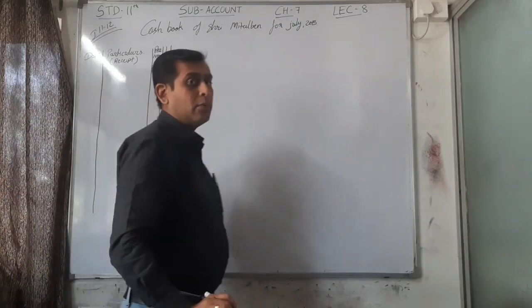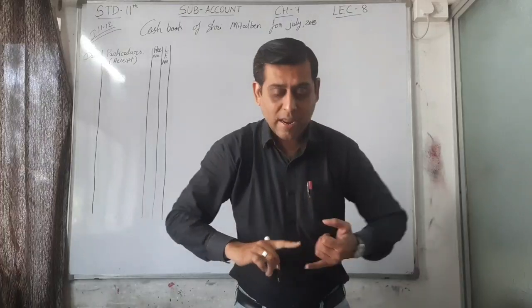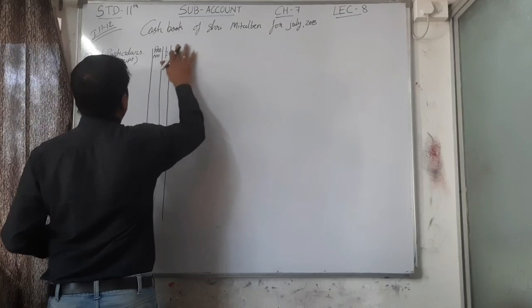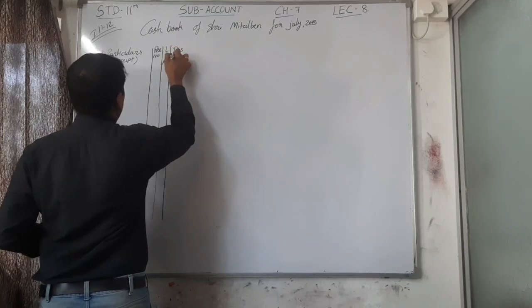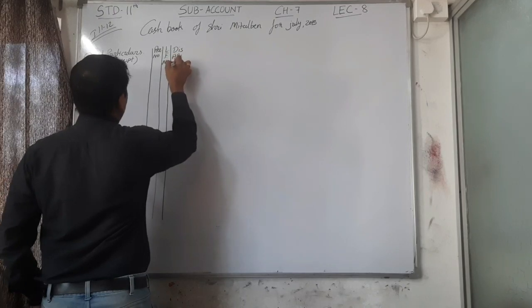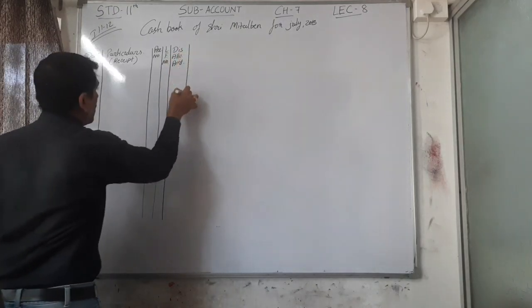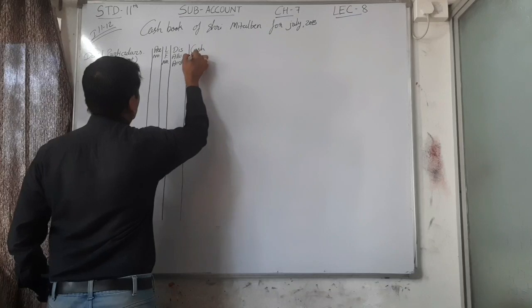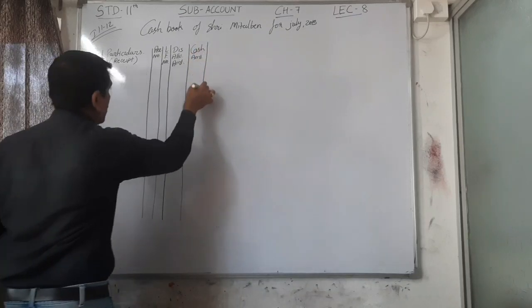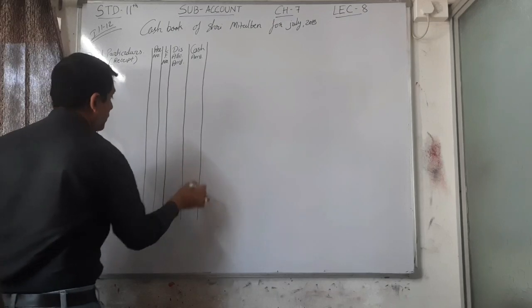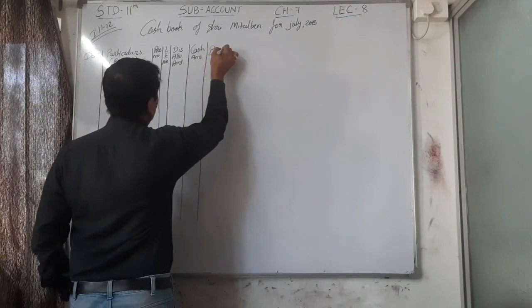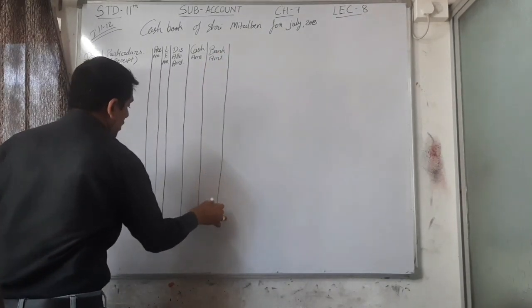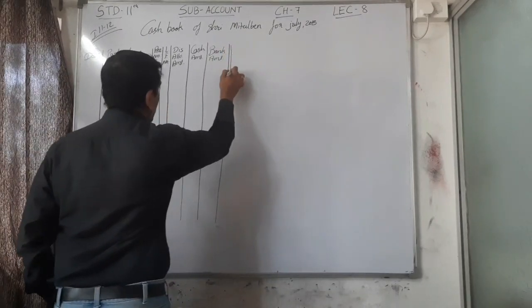Then the 3 columns. First is discount allowed amount, then cash amount, then bank amount. So here the debit side is over. Now the credit side.